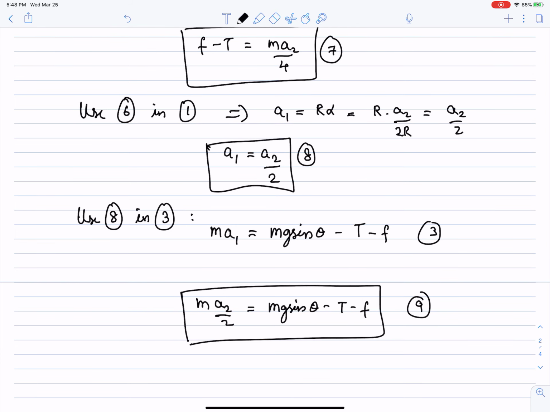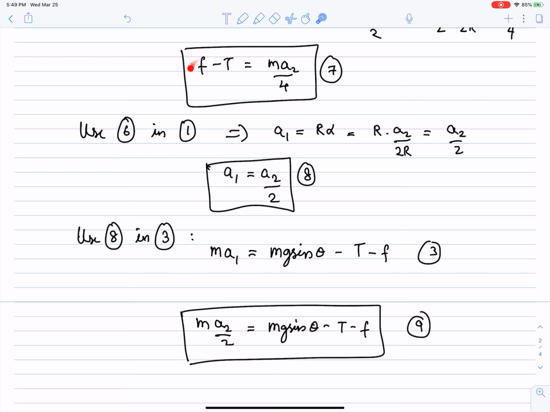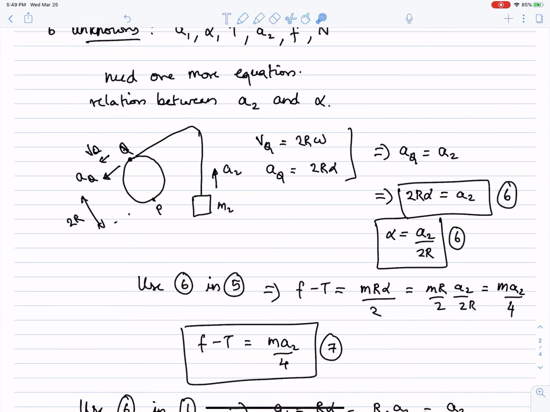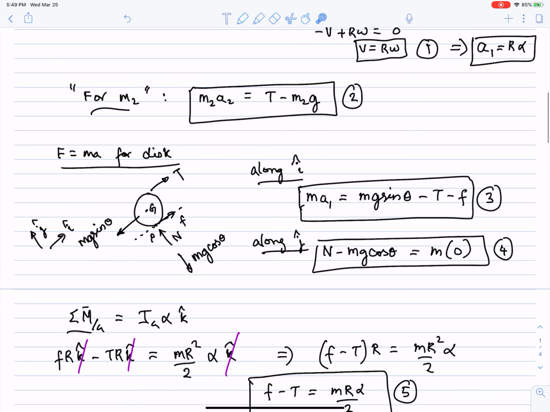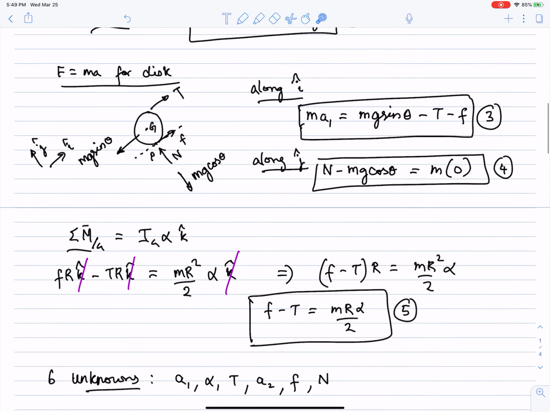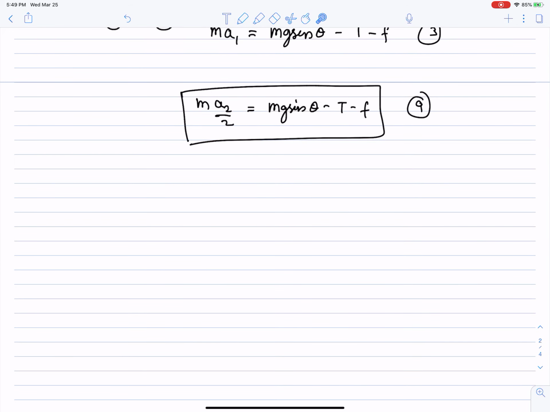So what do we have? We have equation number 7, which has A2, F, and T. Equation number 9, which has A2, F, and T. So we have two equations in A2, F, and T. And then we want to use this one as well, which is equation number 2, which is something that we have not used. Let's write that down. Equation 2 is m2 a2 equals T minus m2g.